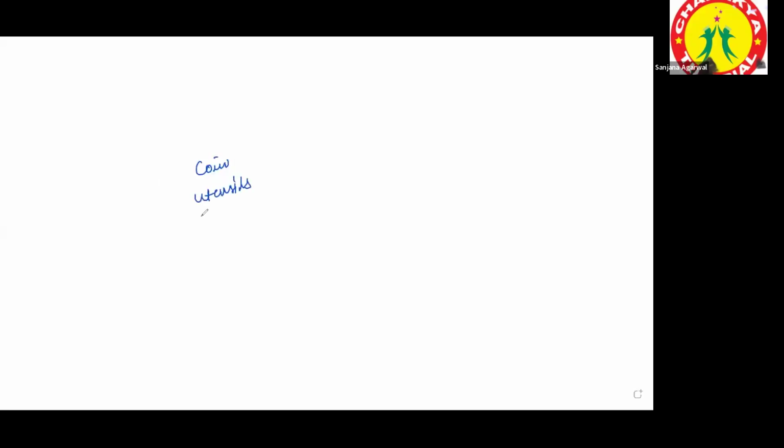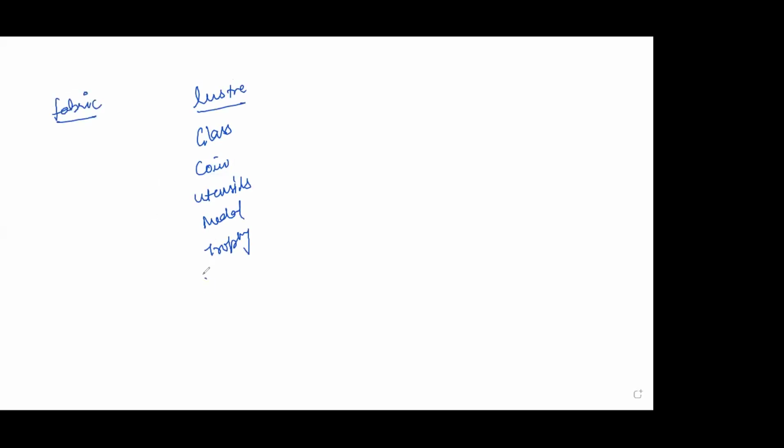Who else is left? Ma'am, metal spoons. Metal spoons or utensils in general, if we can write it. Utensils. Coins, utensils. What else did you tell me? Medal, trophy, glass. Anything else I'm missing here? Ornaments which Bhavesh told.